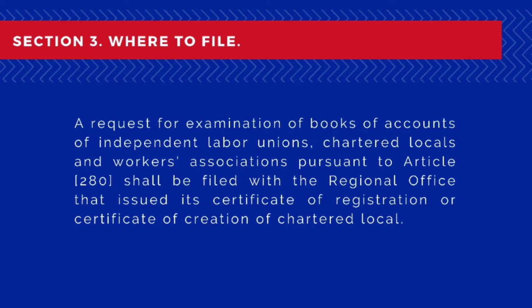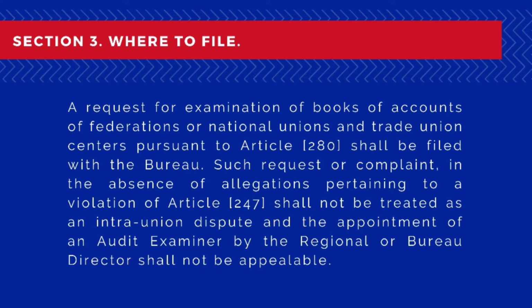Section 3. Where to file. A request for examination of books of accounts of independent labor unions, chartered locals and workers' associations pursuant to Article 280, shall be filed with the regional office that issued its certificate of registration, or certificate of creation if chartered local. A request for examination of books of accounts of federations, or national unions and trade union centers, pursuant to Article 280, shall be filed with the Bureau.